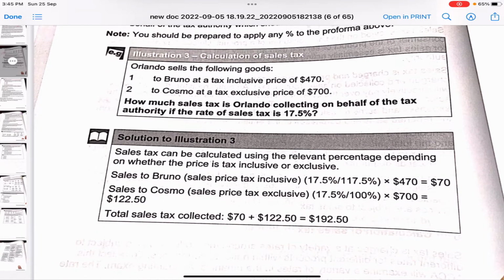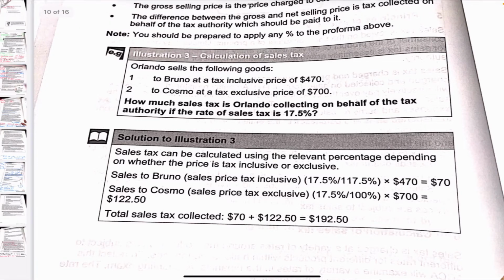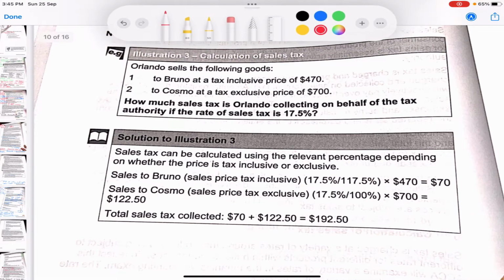Okay, now let's come to the illustration. Orlando sells the following goods to Bruno at a tax inclusive price of $470, to Cosmo at a tax exclusive price of $700. How much sales tax is Orlando collecting on behalf of the tax authority if the rate is 17.5%? Very easy. You know our formula of inclusive and exclusive. Just try doing that again.